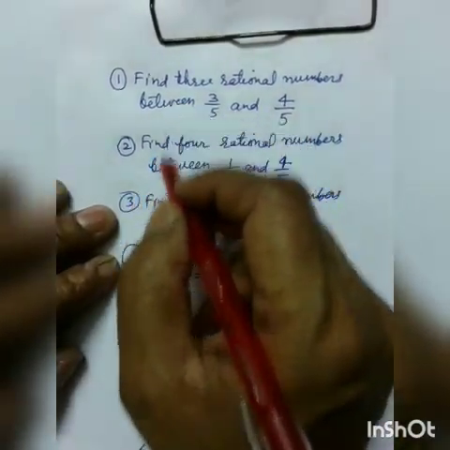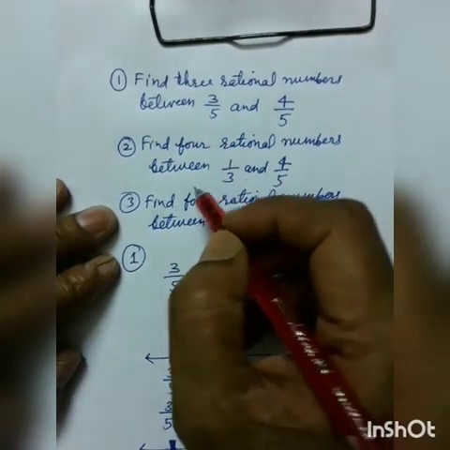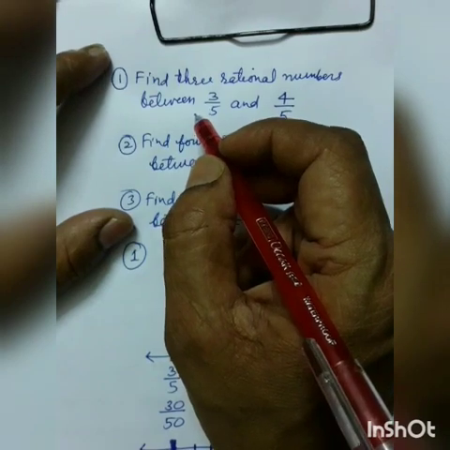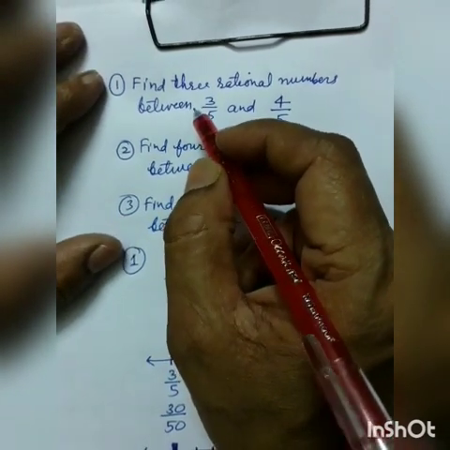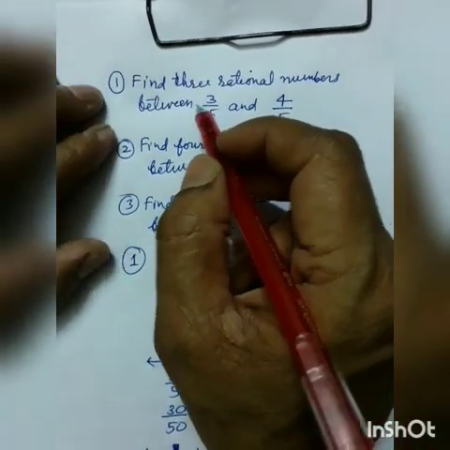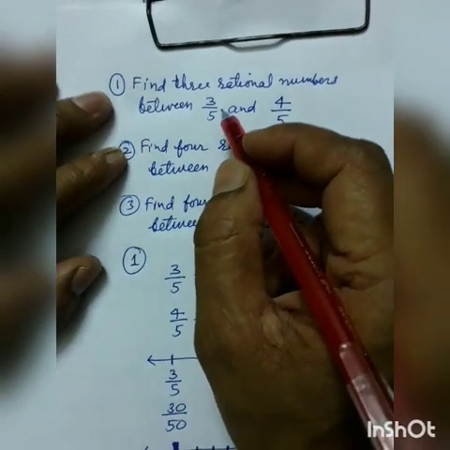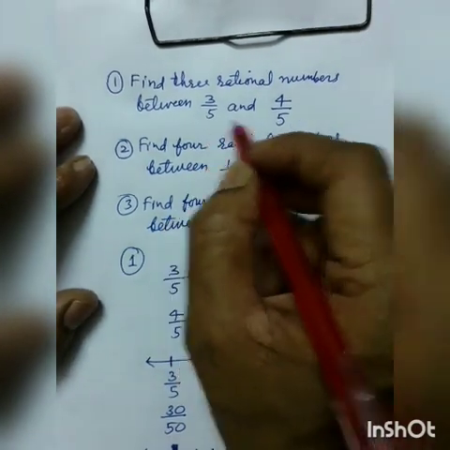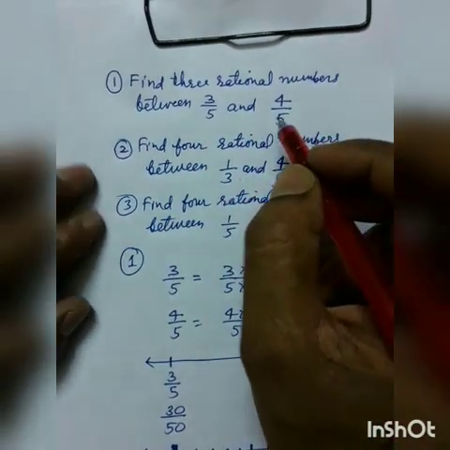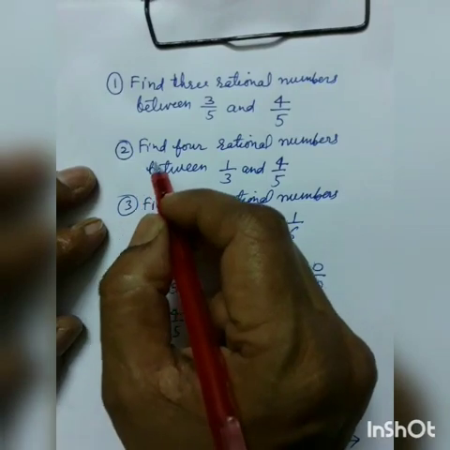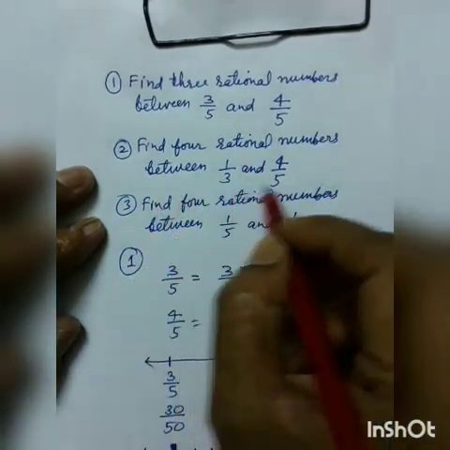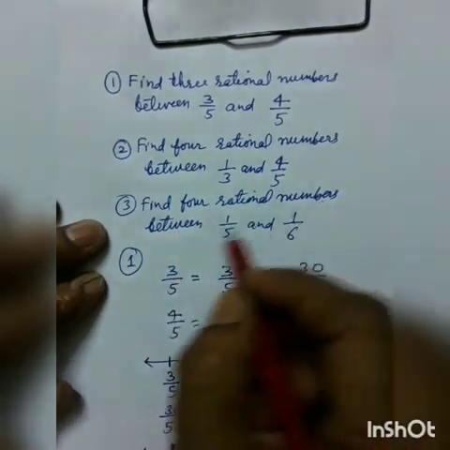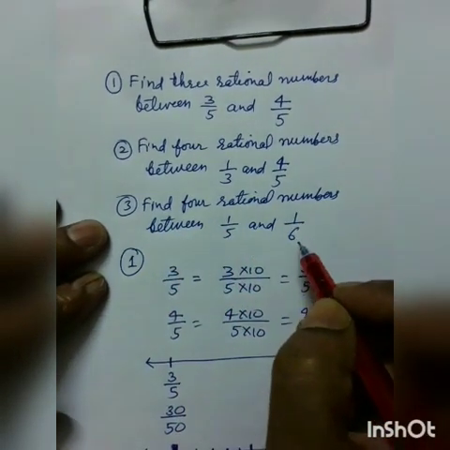Today we are going to study very important questions, these three questions. Please be careful and see here very carefully. First question is find three rational numbers between 3 by 5 and 4 by 5. Second question is find four rational numbers between 1 by 3 and 4 by 5. Third question is find four rational numbers between 1 by 5 and 1 by 6.